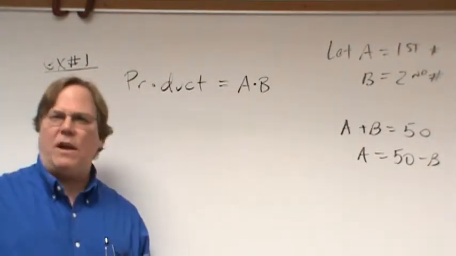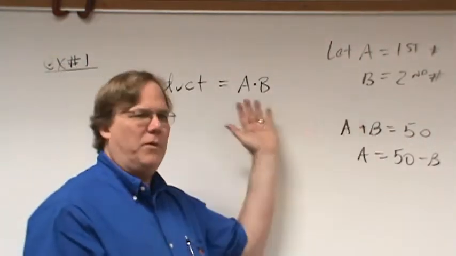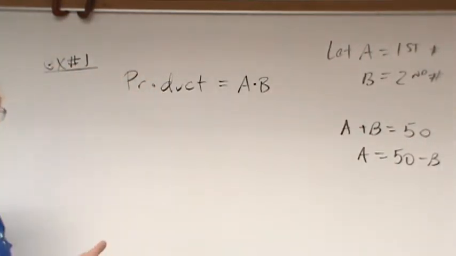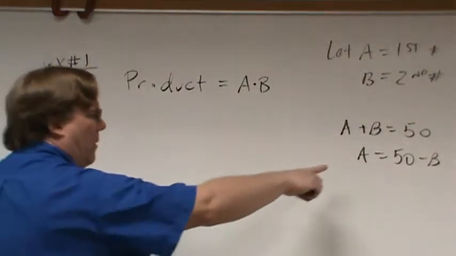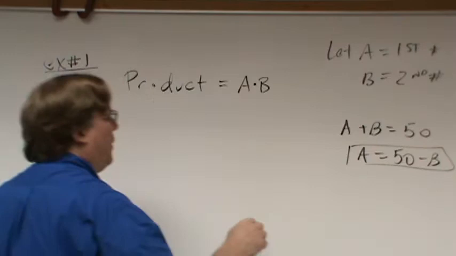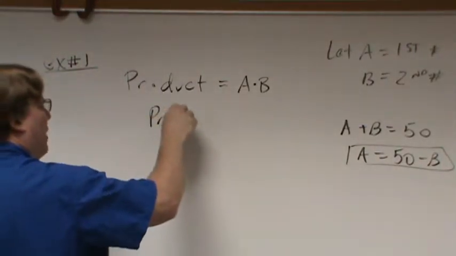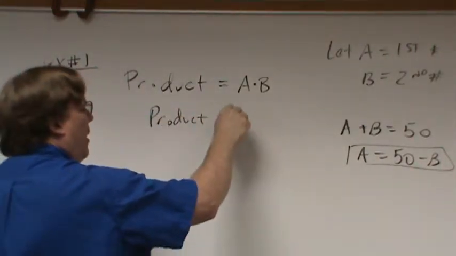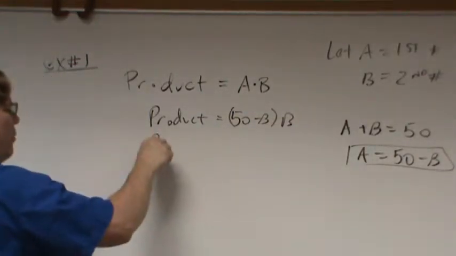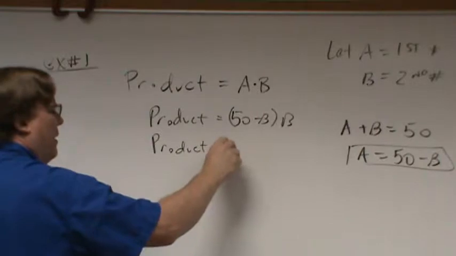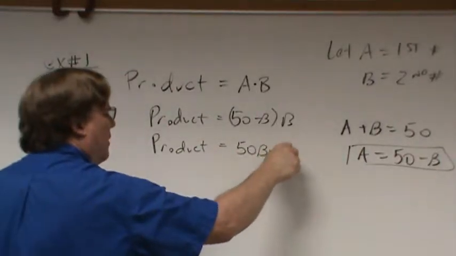If you didn't have Mrs. Lofgren, don't worry about it, because I'm not going to have you memorize terms like constraint equation and the other term which I don't memorize. But remember, just go ahead and plug in. Now I'm going to substitute. A is equal to 50 minus B, so this product is equal to 50 minus B times B. That is the product, equal to 50B minus B squared.